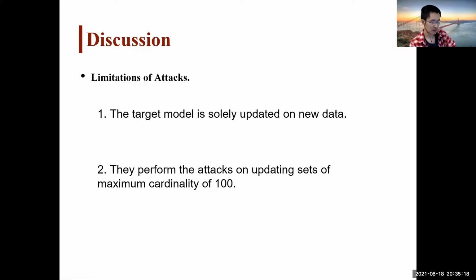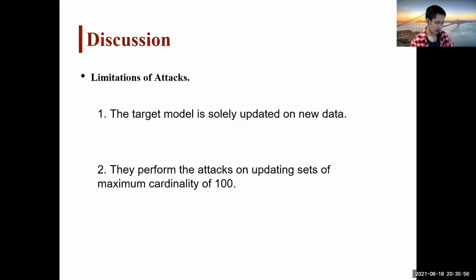And the last one is that the target model is thoroughly updated with only the new data. However, in some general online learning models, the original training data is updated with the new data at the same time, not only with the new data. And they only perform the attacks on an updating data set of a maximum of 100 data. So if the amount of data in the updating data exceeds this amount, their performance will drop to unacceptable values.